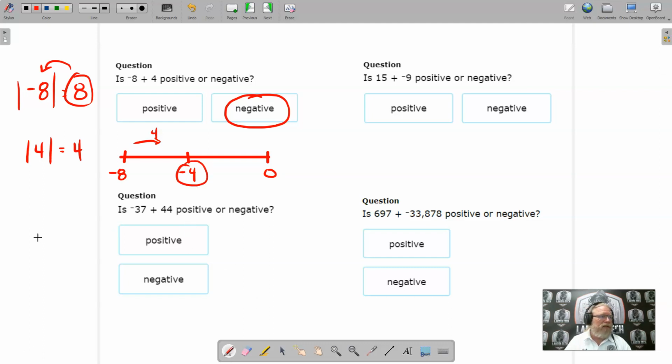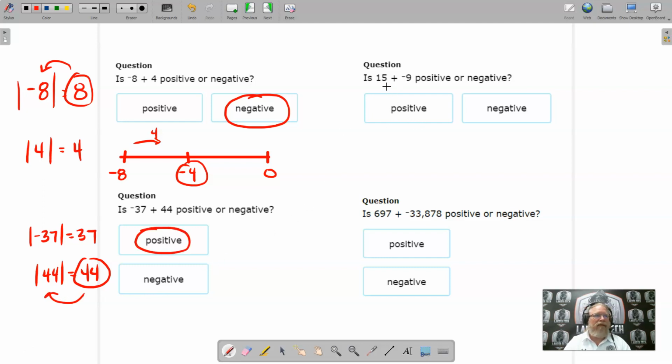So on the next one, let's consider the absolute value of negative 37. That's going to be positive 37. And the absolute value of positive 44, that's going to equal positive 44. So 44 is greater than 37. We got this from taking the absolute value of a positive number, so our answer is going to be positive. On the next one, we have 15 and negative 9. So the absolute value of 15 is 15, and the absolute value of negative 9 is positive 9. 15 is greater than 9. We got that by taking the absolute value of a positive number. Therefore, our answer would be positive.